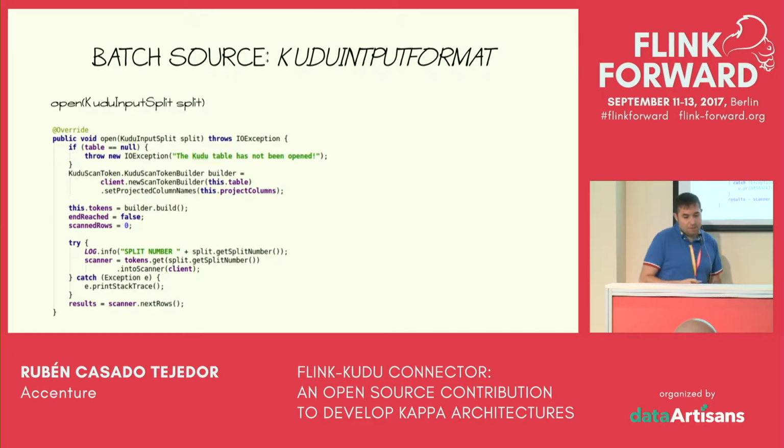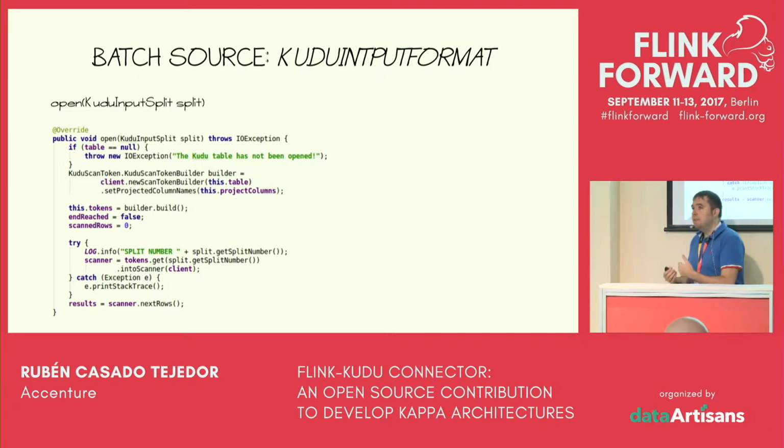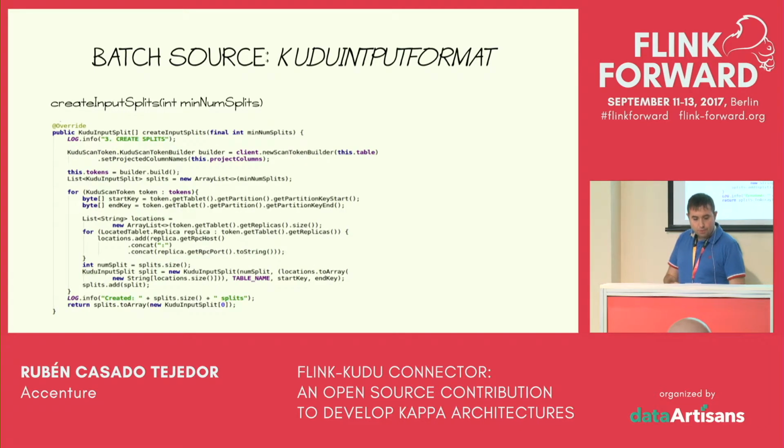Well, very fast with this detail. Basically, with the open method, we had to get the connection to the table that we want to use and obtain the scanner object, or prepare the scanner object just to be prepared to read information. Create input split basically transforms the tablets into input splits from Flink.